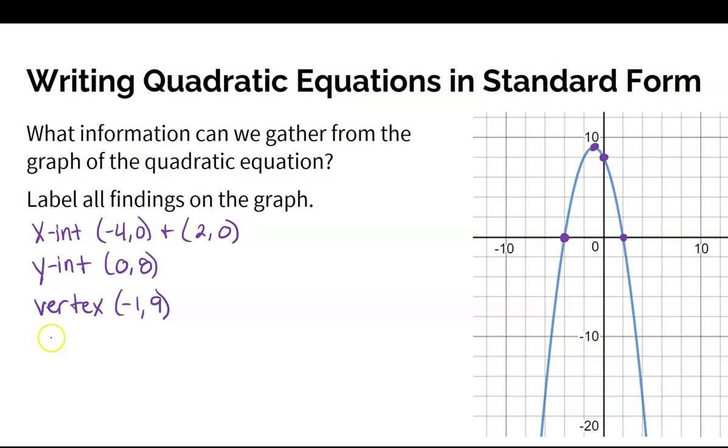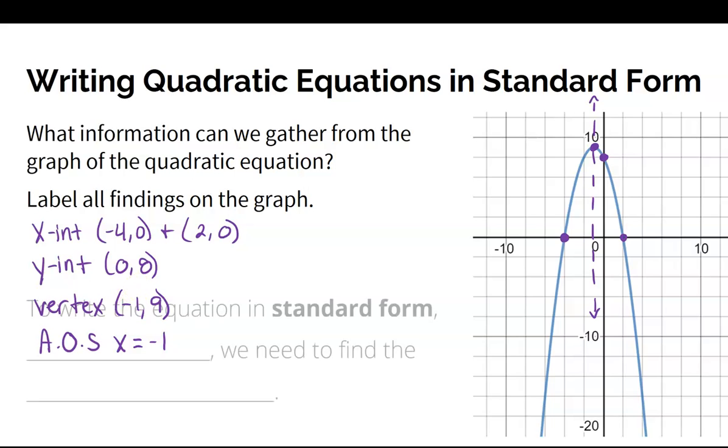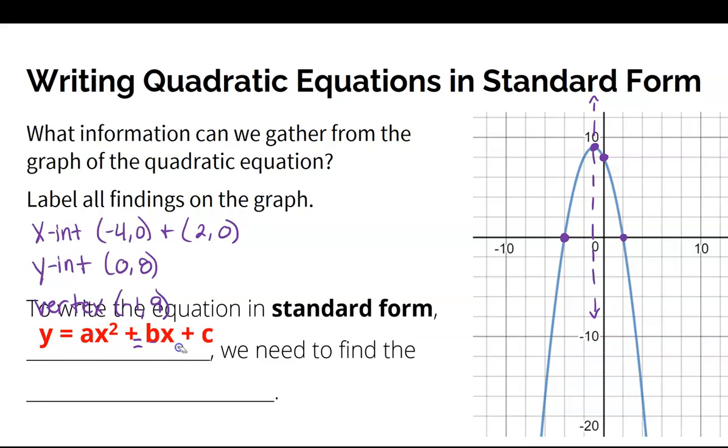We can see our axis of symmetry going through our vertex. Our axis of symmetry will be through x equals negative 1. It's always going to be the same as the x coordinate in our vertex, so those numbers should always match. I think that's all we can find. To write the equation in standard form, which if you don't have standard form written down somewhere, that is our standard form.